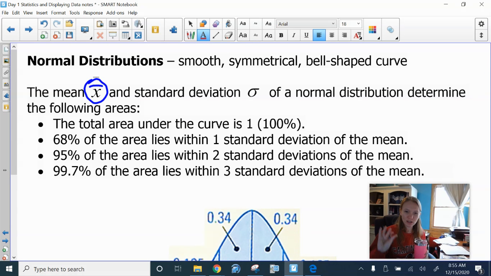The normal distribution follows a smooth, symmetrical, bell-shaped curve. So it's nice and even. We like that data because it looks so nice. The total area under the curve is 100%. So that's following our statistics or our probability of something happening. They like data to tend to follow a bell curve.